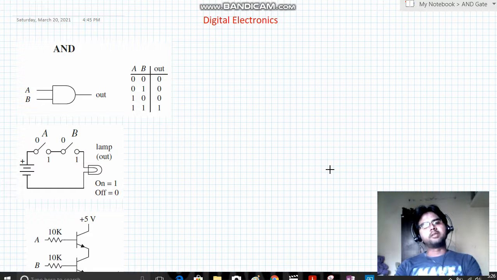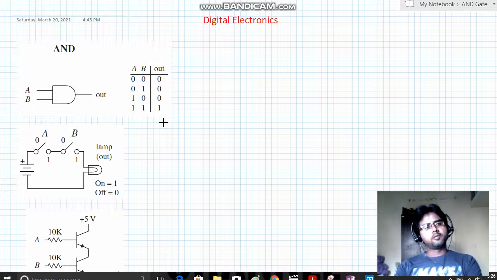As a part of digital electronics, we are learning logic gates. We already covered NOT gate. In this section, we are going to learn about AND gate. AND gate is having two inputs, input 1, input 2, and a single output.